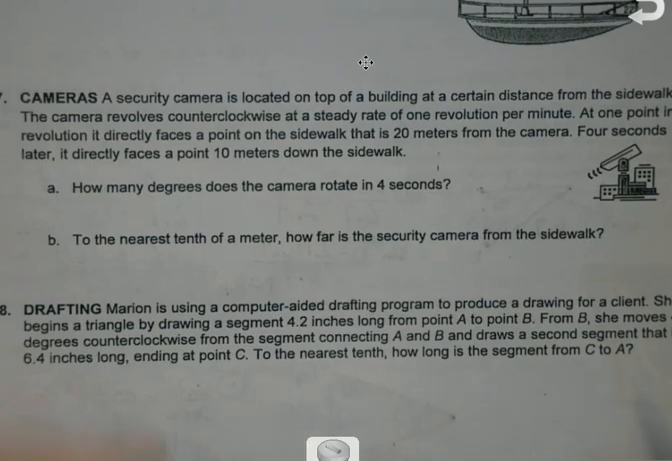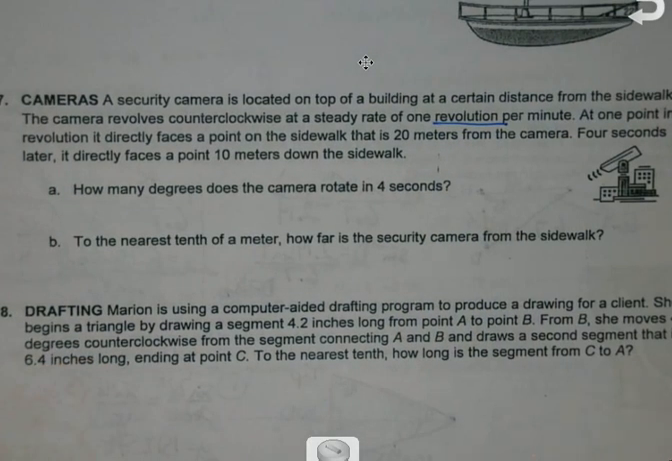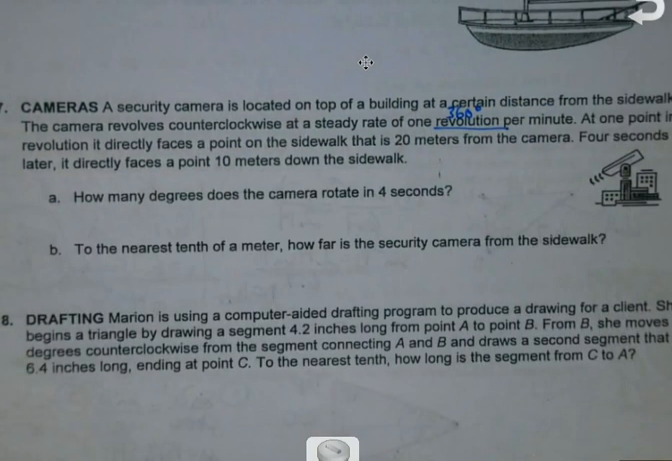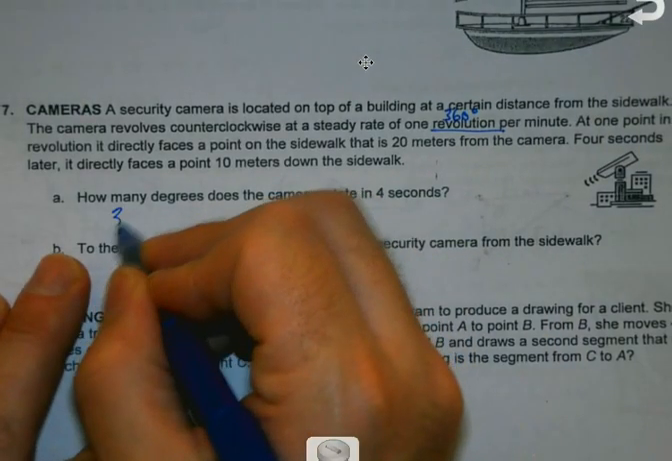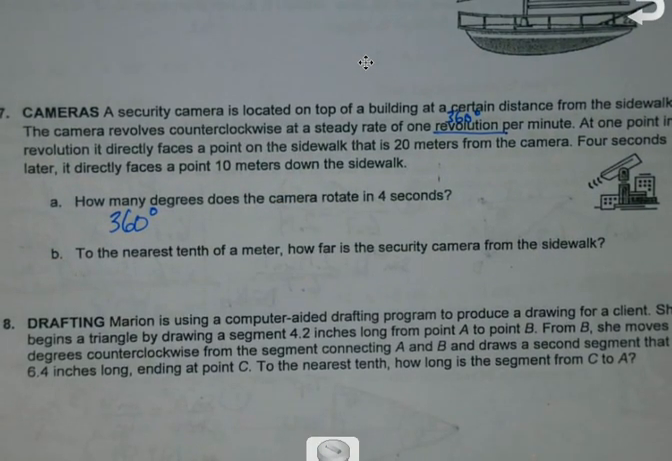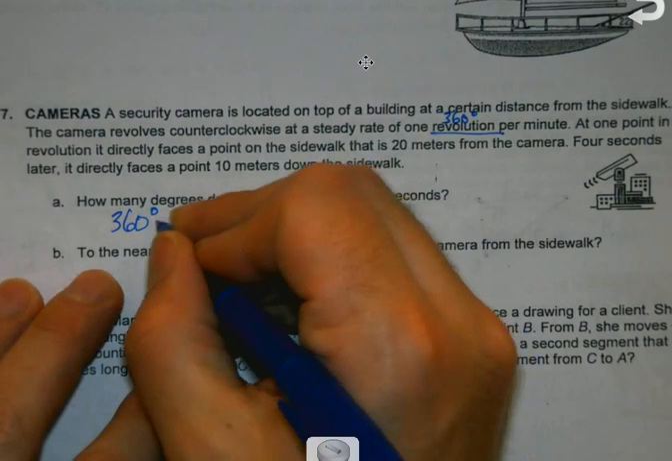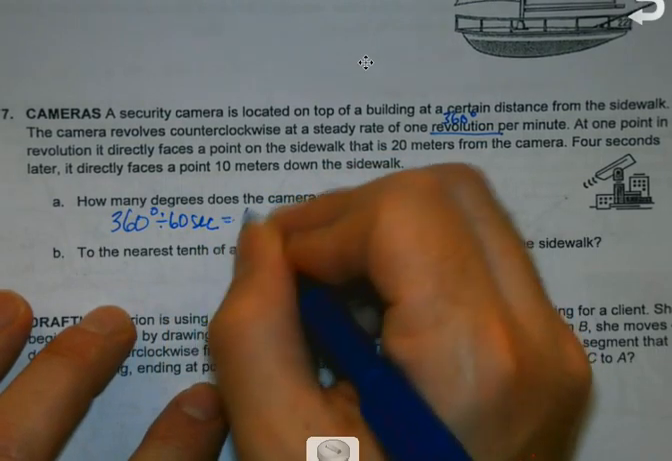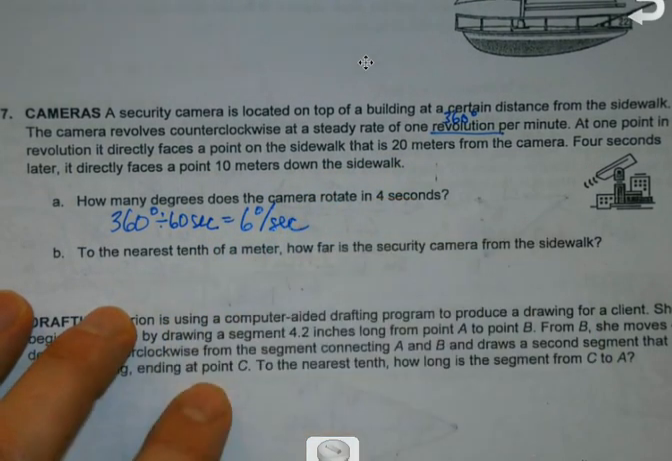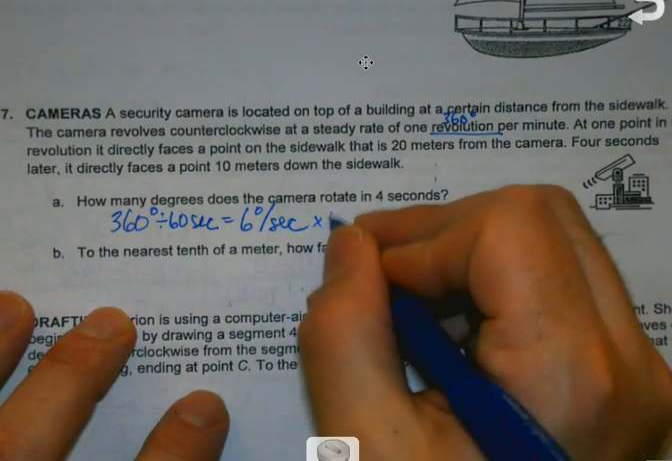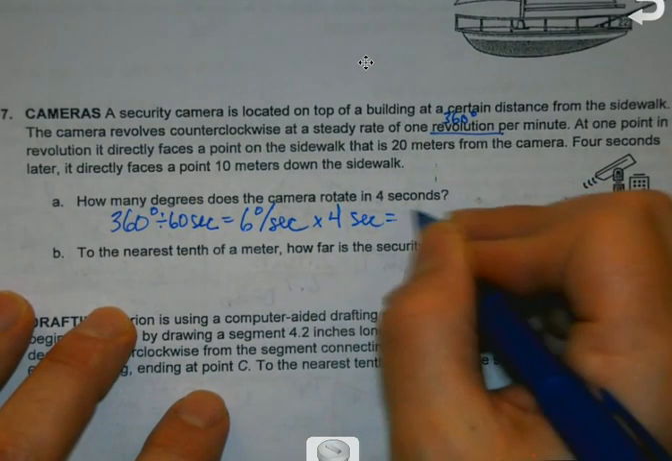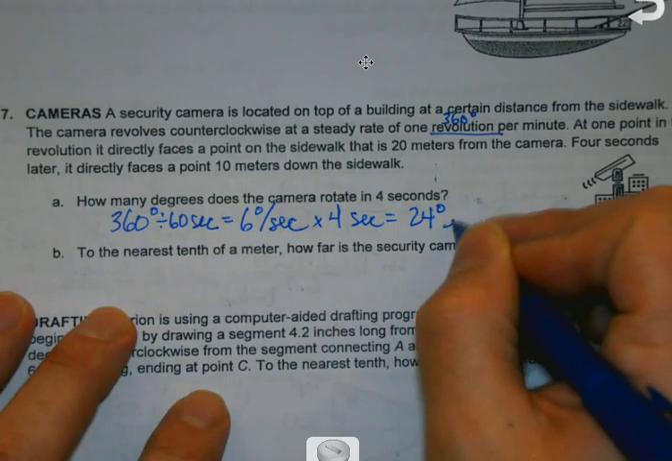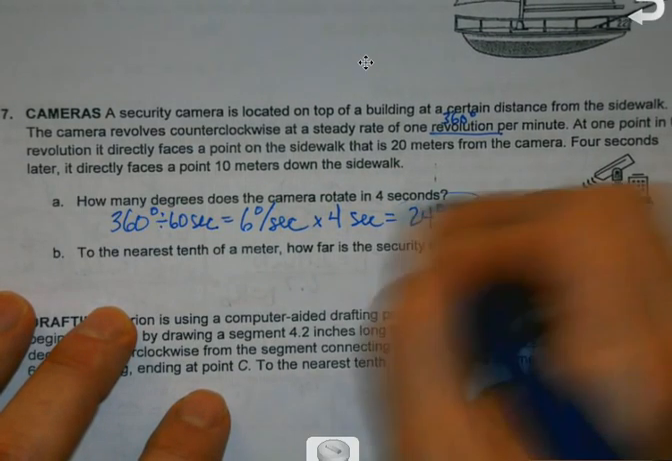Now, when we talk about the word revolution, again, it means going in a circle, which is 360 degrees. So, if we can do 360 degrees per minute, how many seconds are in a minute? 60. Means I go 6 degrees per second times 4 seconds. Means I'd be going 24 degrees in 4 seconds. You're like, what's that got to do with any laws?